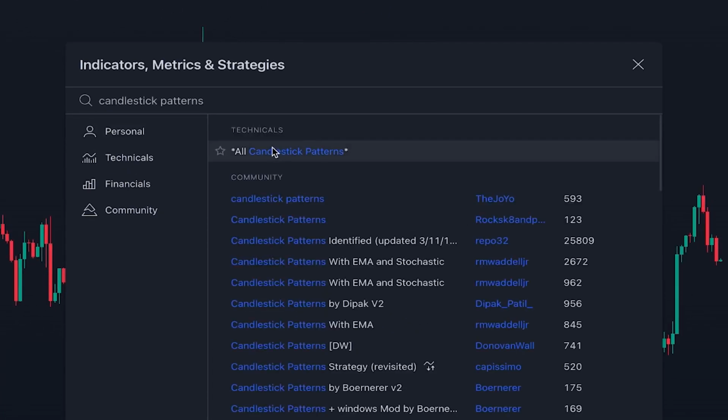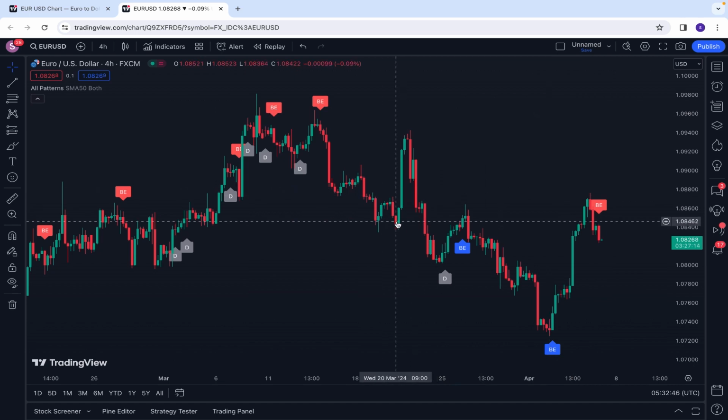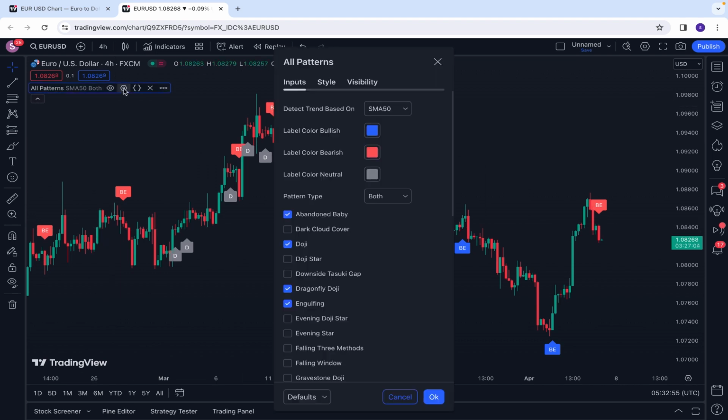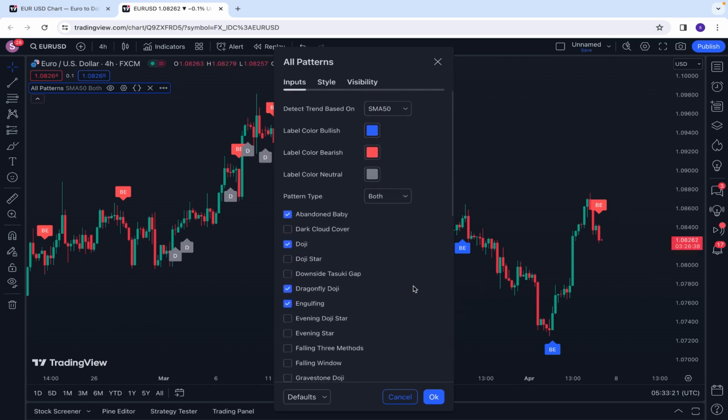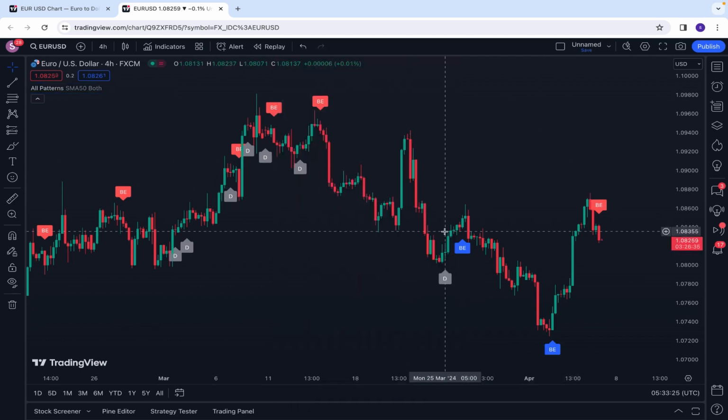The first one I recommend is this one, All Candlestick Patterns, which is a built-in indicator on the TradingView platform. This indicator automatically shows different types of candles and candlestick patterns on the chart. Here in the settings of the indicator, as you can see, we have a large list of different types of candlestick patterns, and you can choose the ones that you need, and the indicator will show it to you whenever those patterns are formed on the chart.